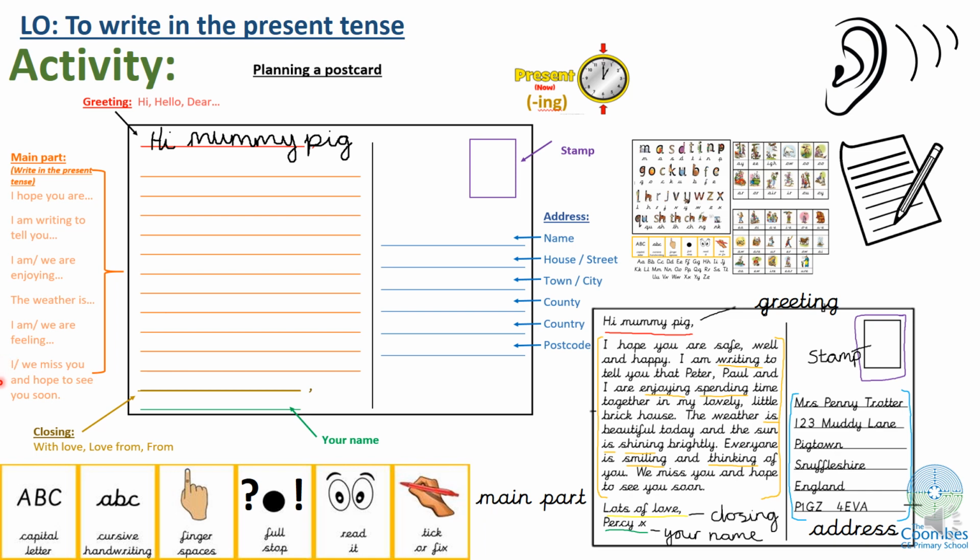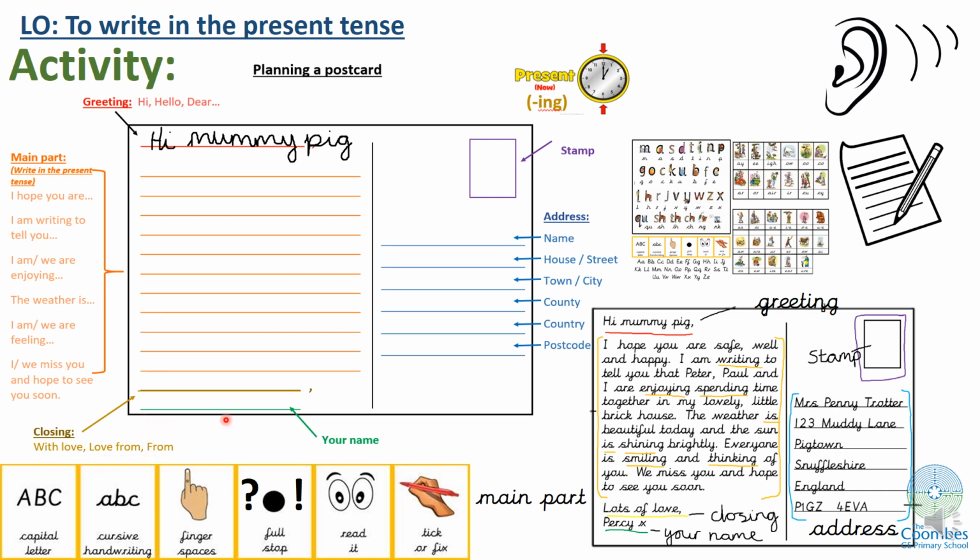And then just a little bit before the closing, talking about that you miss them and you hope to see them soon. And that's your main part of the postcard. Making sure that is written in the present tense. Then you've got your closing, and you can choose your closing. You can say with love, love from, and there may be another closing that you want to use, but I've just written down some ideas to help you.